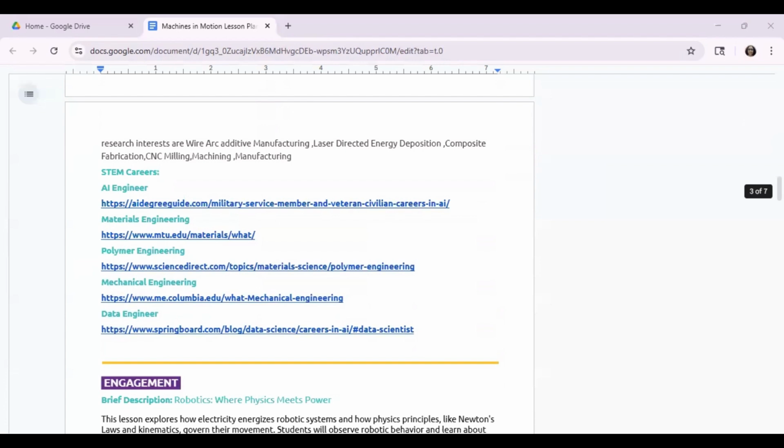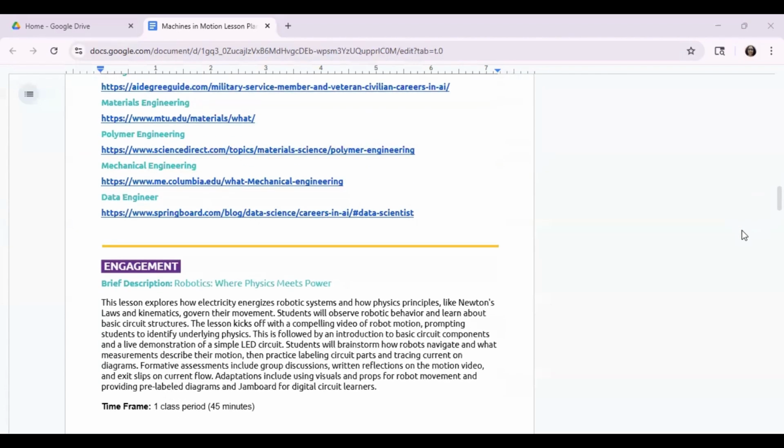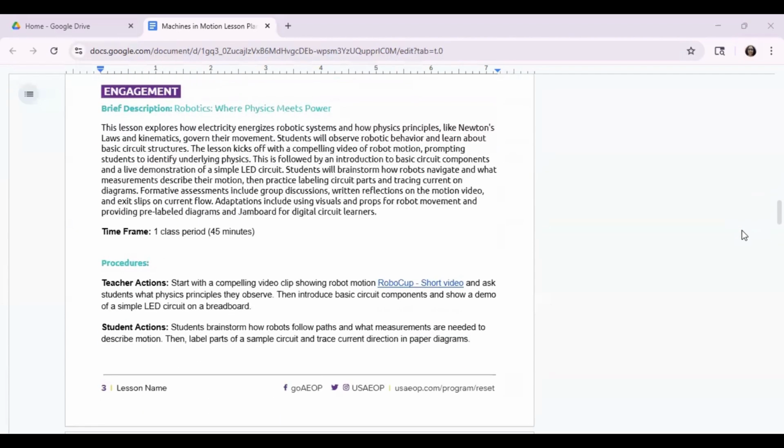So now to the engagement part. This is a 45-minute exploration of how electricity powers robots and how physics dictates their movement. Teachers will introduce the topic with a robot motion video, leading a discussion on observed physics principles, followed by a live demo of a basic LED circuit.